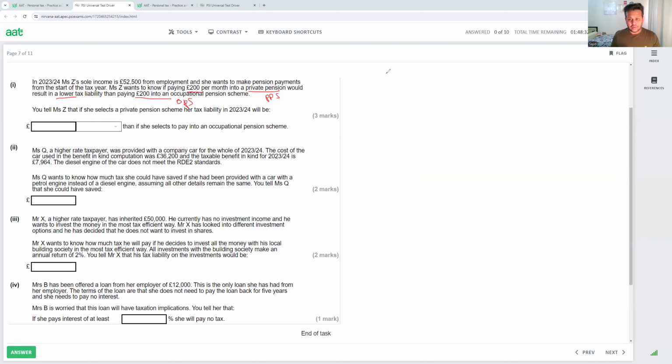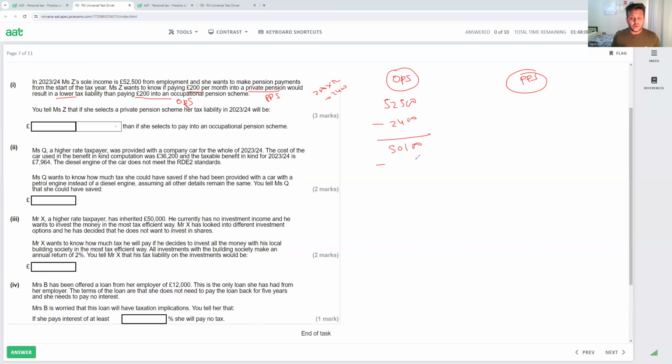So let's calculate both. So we do OPS and we do PPS. So the OPS, we can see here 52,500. We need to minus straight away 12 months. So every month we have 200. So 200 multiplied by 12, so 2,400. So minus 2,400. So 52,500 minus 2,400. That gives me 50,100.